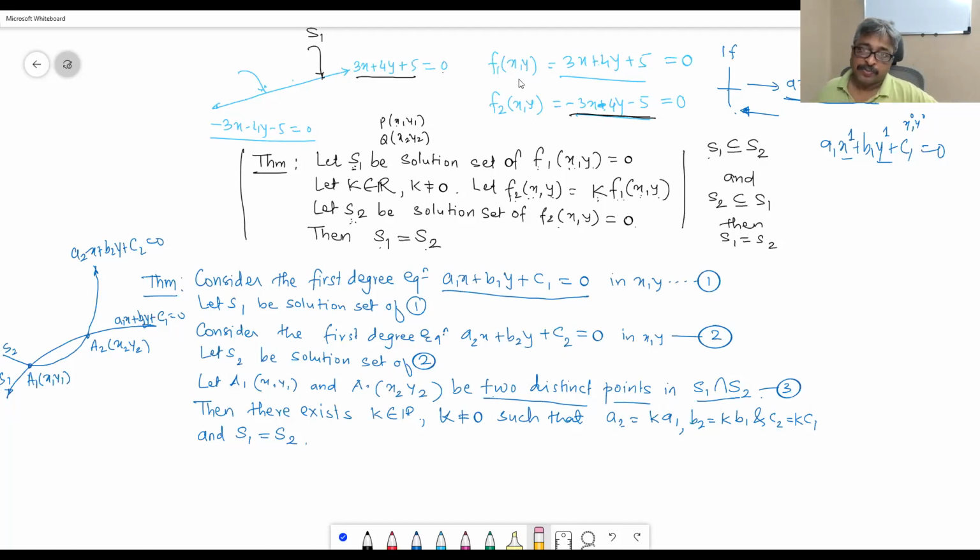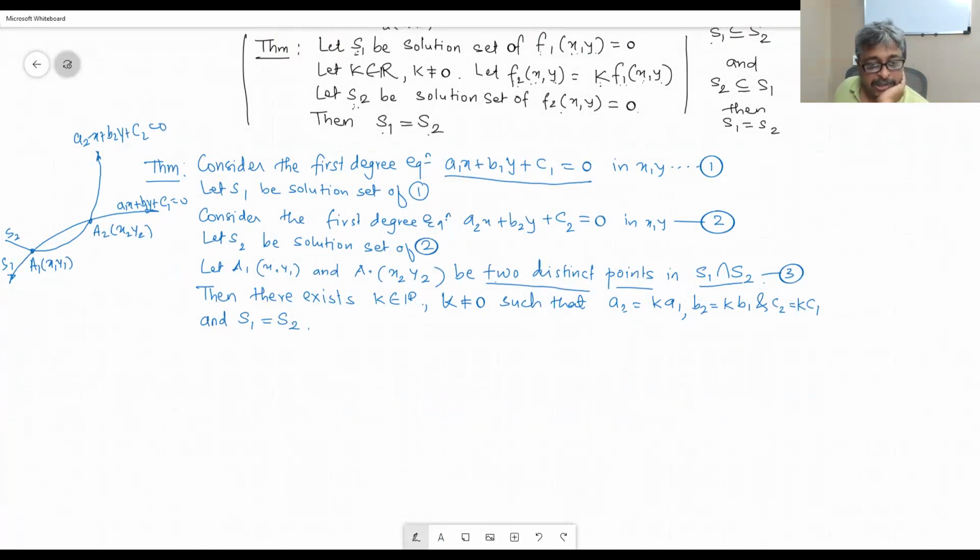Okay. Now, that is precisely what we have done here. We have multiplied by a non-zero constant. Therefore, this is A2, this is A1, and A2 upon A1 is -1 in this case. So, if it is linear in X and Y, and if they represent the same geometry, then their coefficients are going to be proportional to each other.